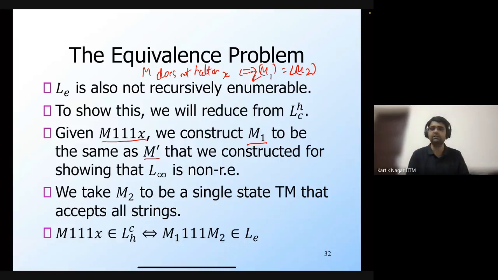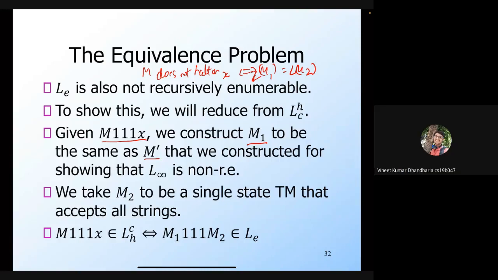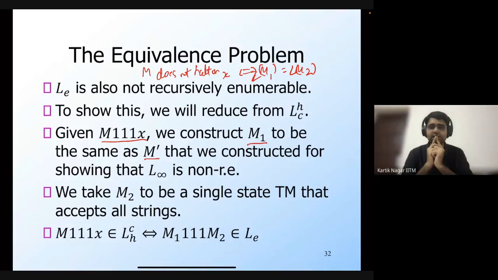Yeah. So Vineet, you have a question? Sir, how can we create this reduction Turing machine? How can we construct the M1 string? How will we know that on an input X, will it never halt on M, or will it halt after some long time? Yeah, so we covered this in the last lecture.